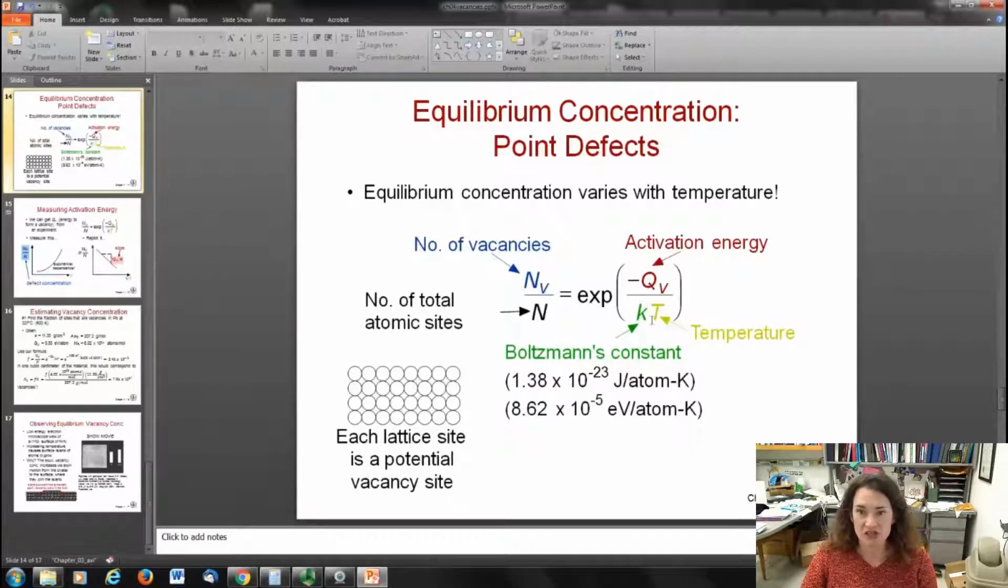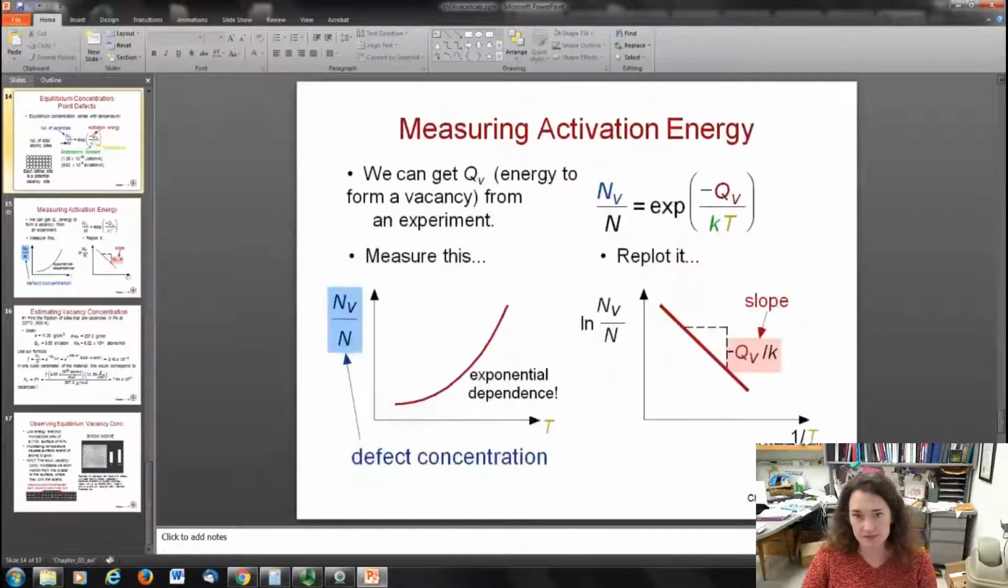Q_V is the activation energy, which is the amount of energy it takes to create that vacancy in the first place, to dislodge the atom from its site, okay? That's usually a fraction of an electron volt. k is Boltzmann's constant, the thermodynamic constant, 1.38 times 10 to the minus 23 joules per Kelvin, or 8.62 times 10 to the minus 5 eV per Kelvin. Pick your poison there. And T is the temperature in Kelvin, okay? So that's the formula dictating the concentration of defects.